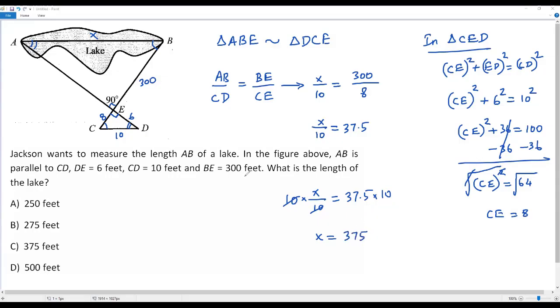Okay, now I got the value of x, which represents the length AB of the lake. So the length AB of the lake is 375 feet. We find 375 feet in answer choice C. The correct answer choice for this question is C.